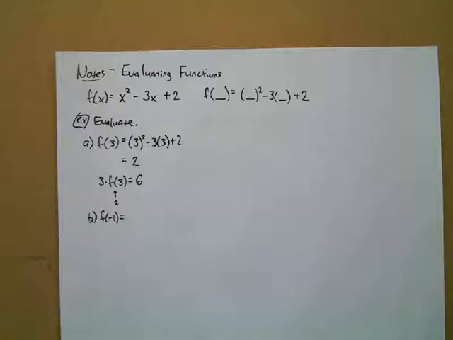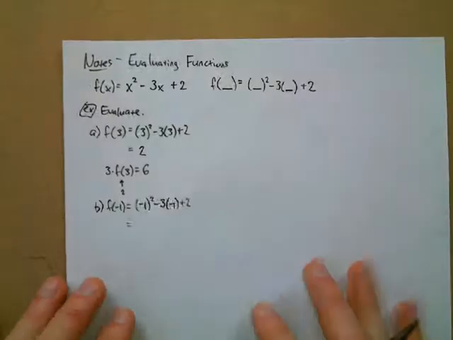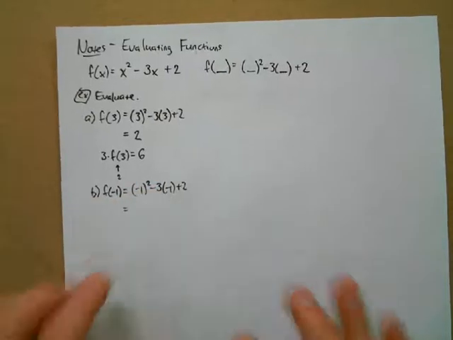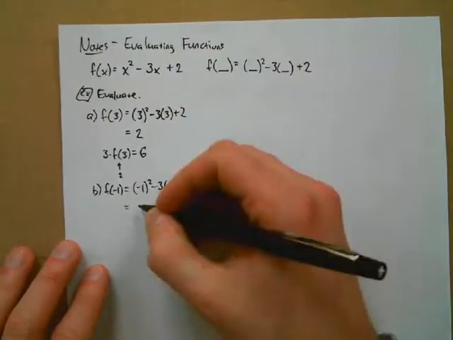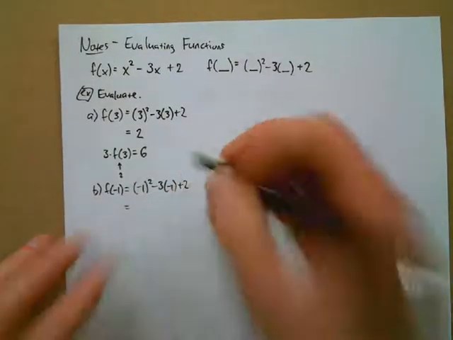I'll wait. I think it's 4. You got 4? Okay, so let's see here. What did you do? We plugged the -1 in for the x. Okay, so -1 squared is going to be what? Go ahead, Lindsay. I wrote it down wrong, I wrote it as cube. Ah, okay, there we go.